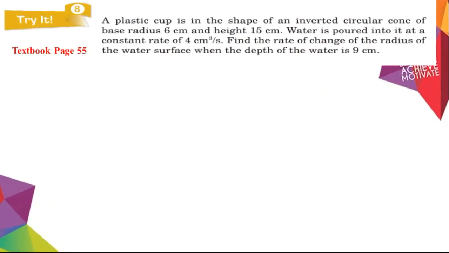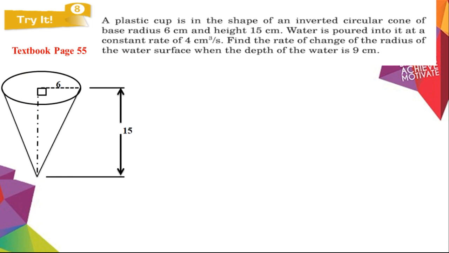A plastic cup is in the shape of an inverted circular cone of base radius 6 cm and height 15 cm. Water is poured into it at a constant rate of 4 cm cubed per second. Find the rate of change of the radius of the water surface when the depth of the water is 9 cm. So let's illustrate this inverted circular cone in the first place.